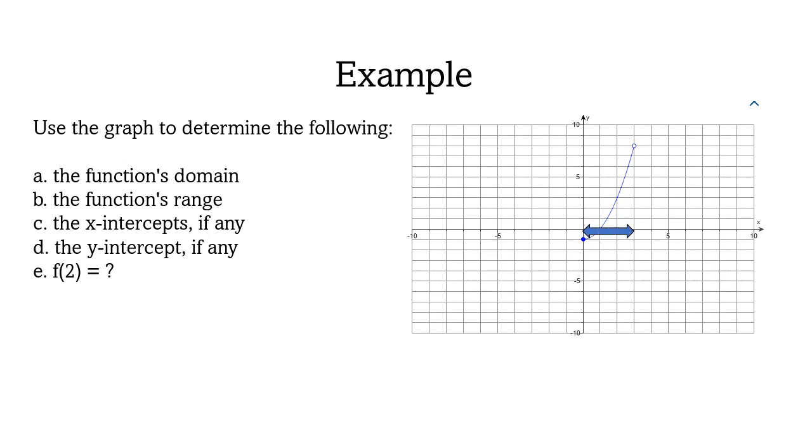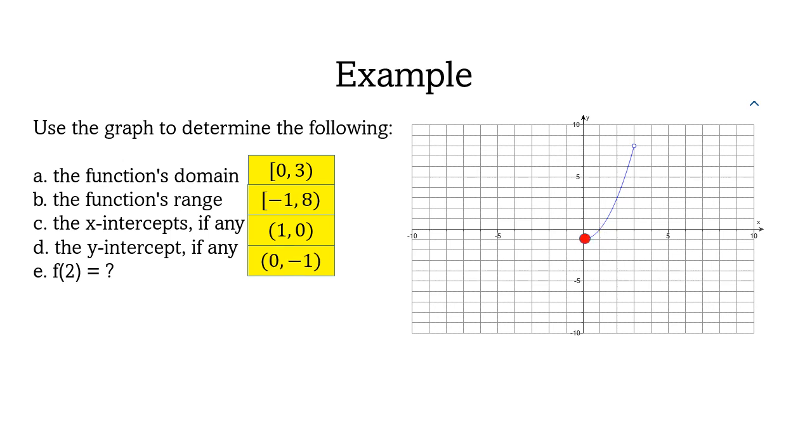The function's domain is closed at 0, open at 3. The function's range is from -1 to 8. Keep in mind, because we have an empty circle, it's an open interval. X-intercept (1, 0). Y-intercept (0, -1), and f of 2 is 3.